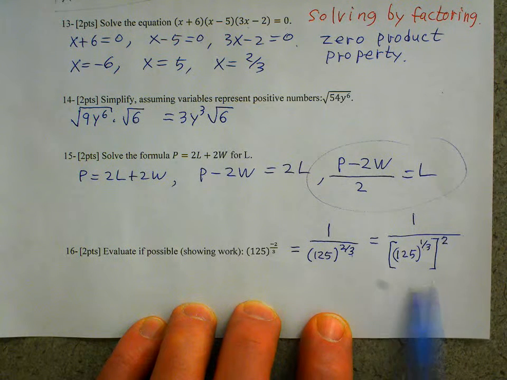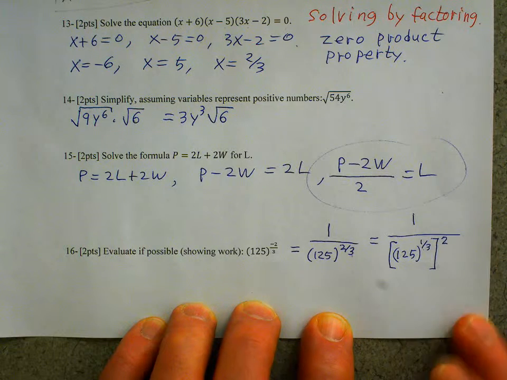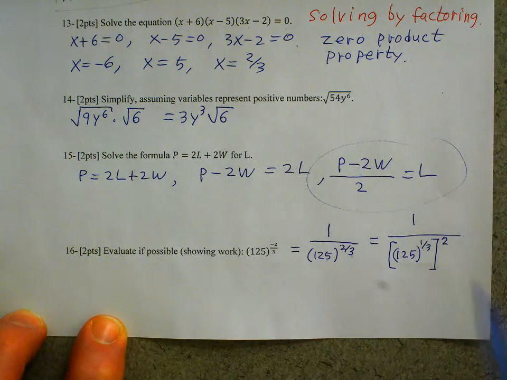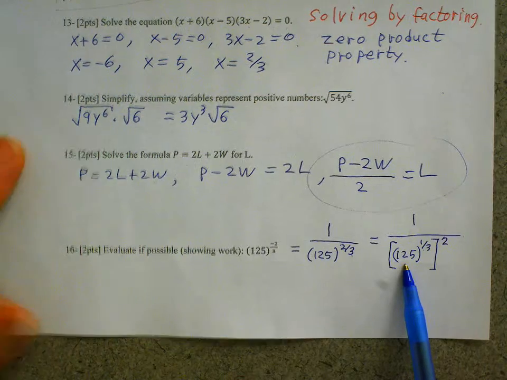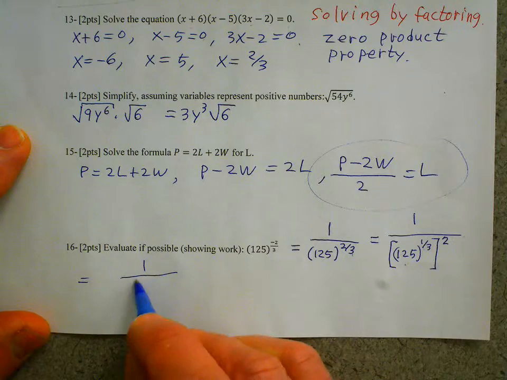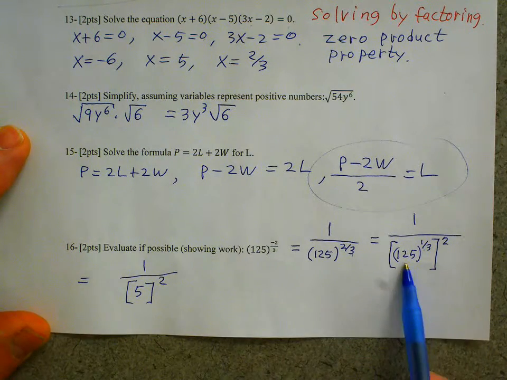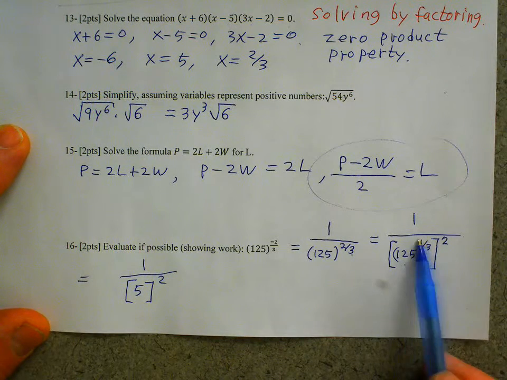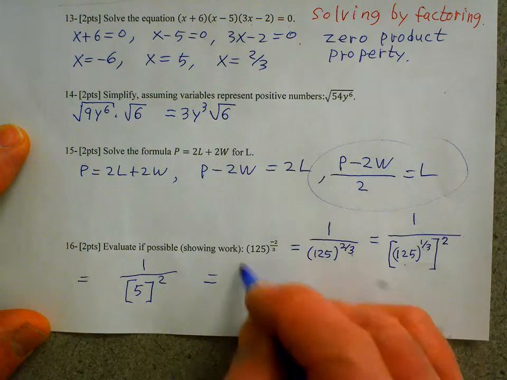But writing it this way perhaps helps us see that 125 to the 1/3 simplifies to 5. Right, the third root of 125 is 5 because 5 to the third is 125. So in the next step, we write 1 over 5 to the second. And then finally, 1 over 5 to the second is 1 over 25.